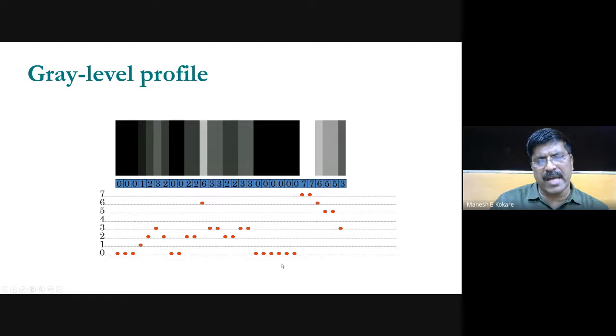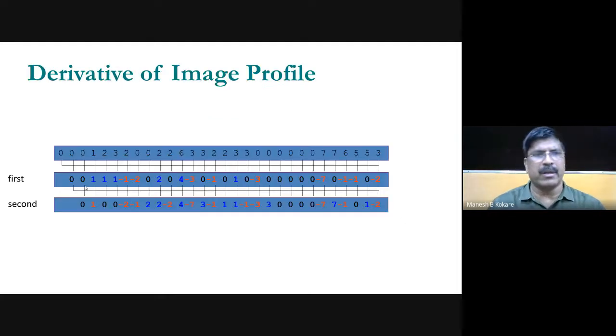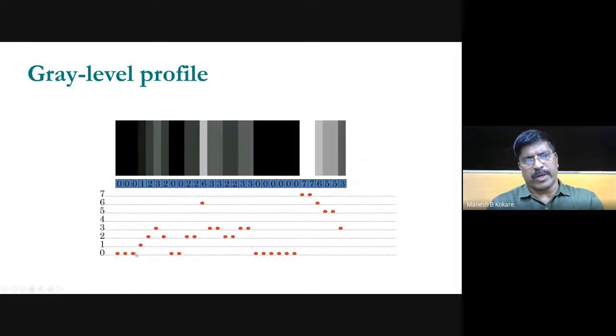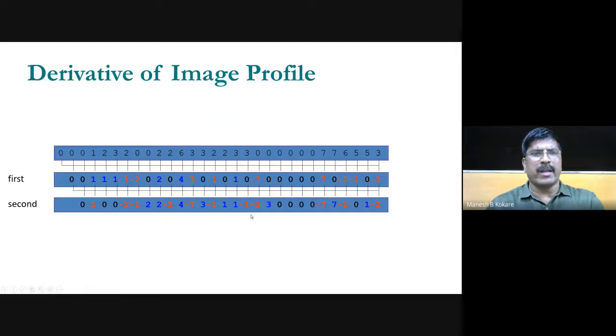So here on the x-axis, this is nothing but the pixel number, and on the y-axis, what is its corresponding gray value, and so on. So this is called the gray level profile. Now if you take the first derivative of this gray level profile of this image, how will it be? So this is the gray level profile of the image, like 0, 0, 1, 2, 3, 2, and so on. This is whatever we have detected, this value we have taken as a gray level profile. And then what is its first derivative and what is its second derivative?